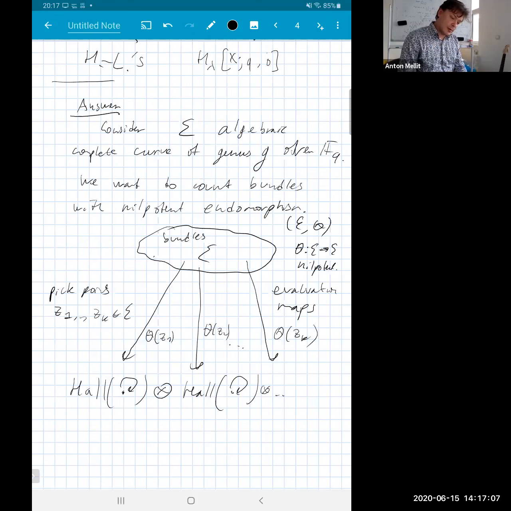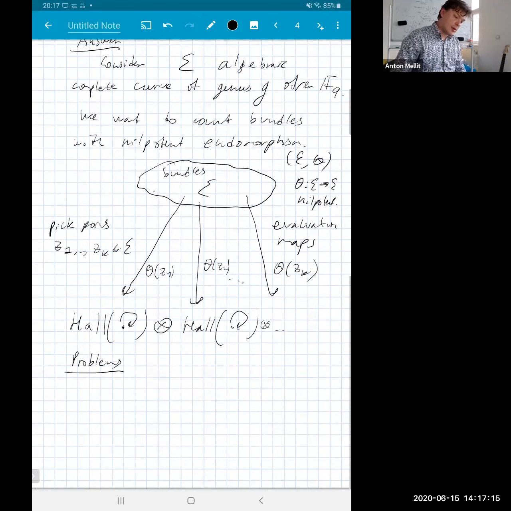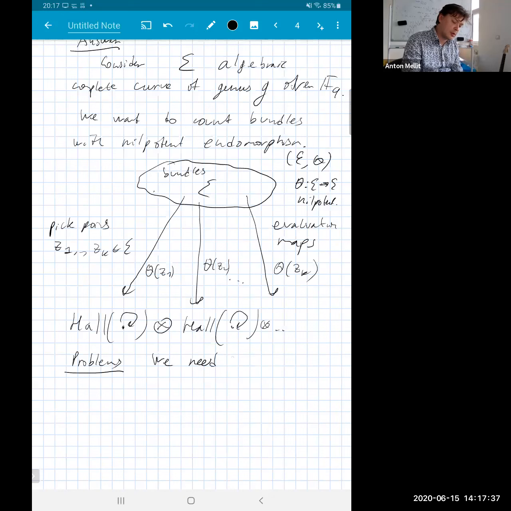Now we have problems. The problem is that there are too many bundles. So again, we will be counting like 1 over the automorphisms, but if you do it on the nose, then we get an infinite, a divergent answer, which doesn't make sense. So we need to truncate the stack of bundles.